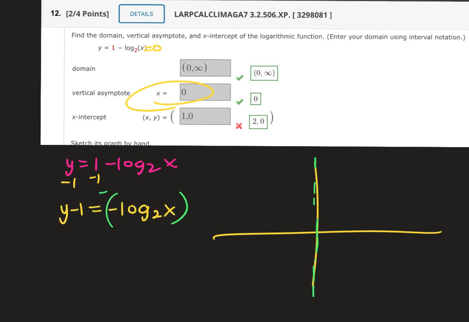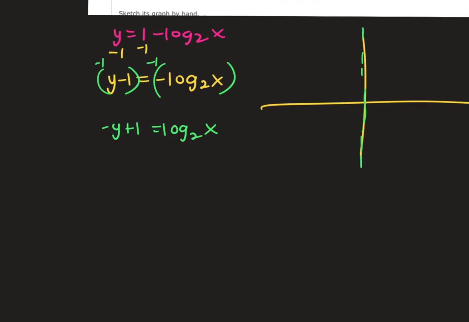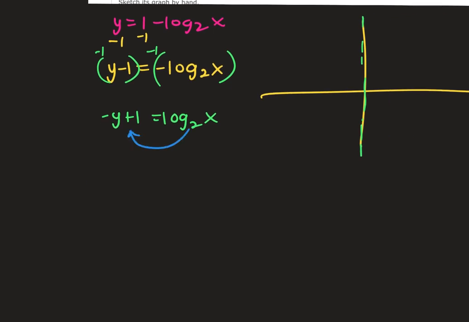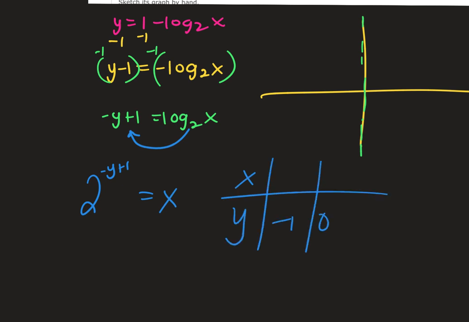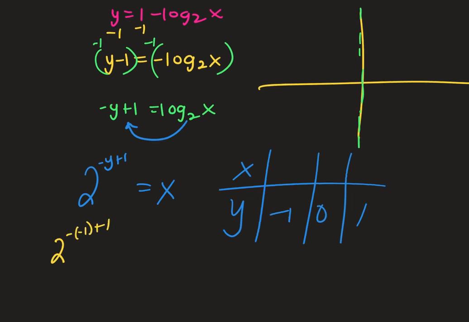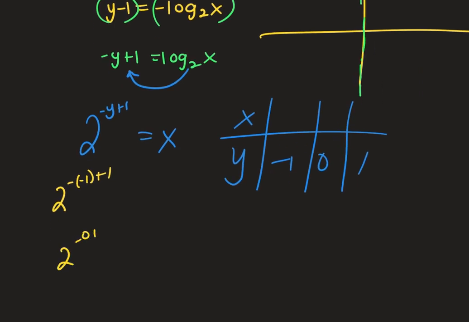Then I have to get rid of the negative on the front. So I multiply by -1 and I get negative y plus 1 equals log base 2 of x. Now that 2 picks up that whole exponent, negative y plus 1. And now I plug in for y. So I get 2 to the -(-1) plus 1, 2 to the -(0) plus 1, and 2 to the -(1) plus 1.